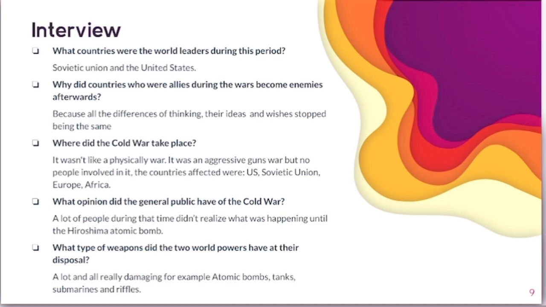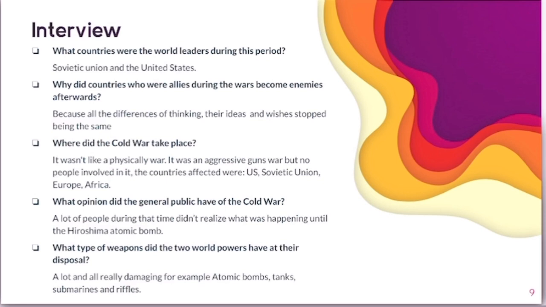Then I made an interview with my grandpa, who is 76 years old, and he likes history, and these are the questions that I asked him and his answers. I asked him what countries were the world leaders during this period. His answer was the Soviet Union and the United States. Then, why did countries who were allies during the wars become enemies afterwards? His answer was because of the difference of thinking, their ideas and wishes stopped being the same.